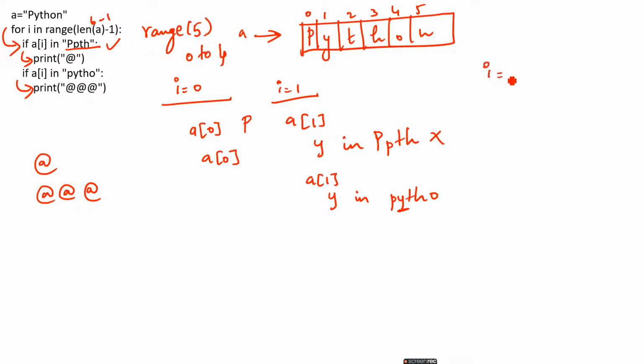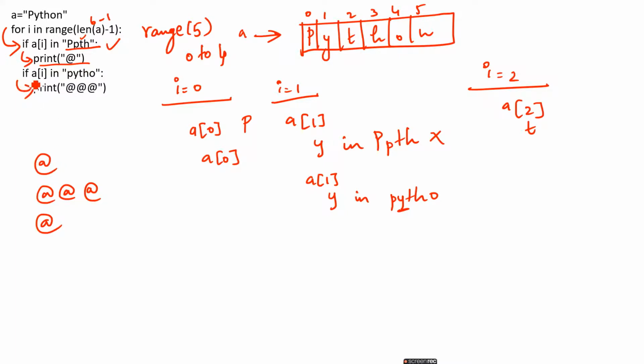Next value of i will be 2. Then we will check the condition. A of 2. A of 2 is T. And we are checking whether T is present in PPTH. Yes, T is there. The condition is true. So what we have to print? We have to print @. @ is printed.